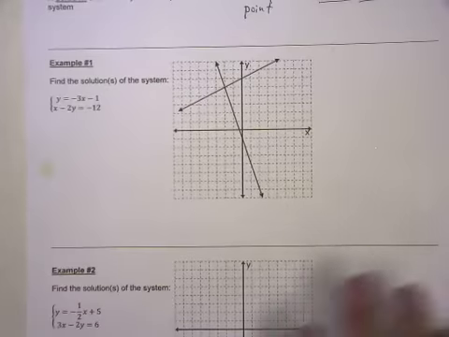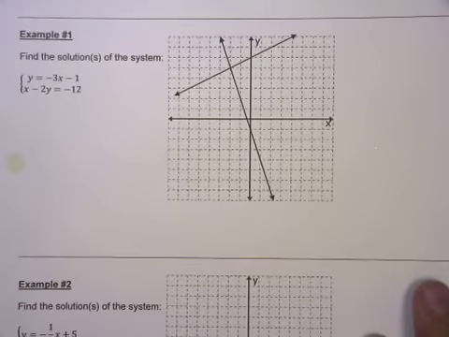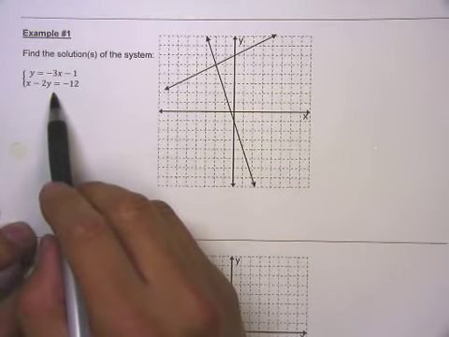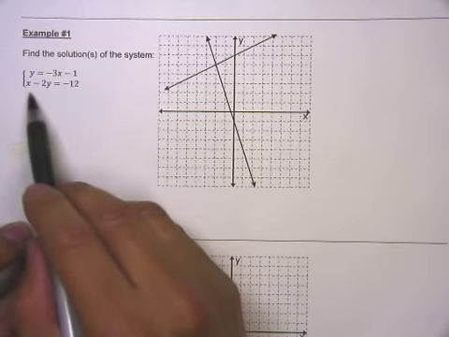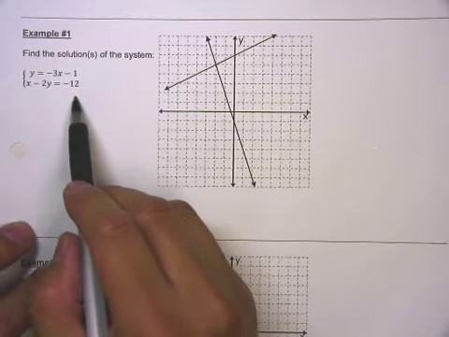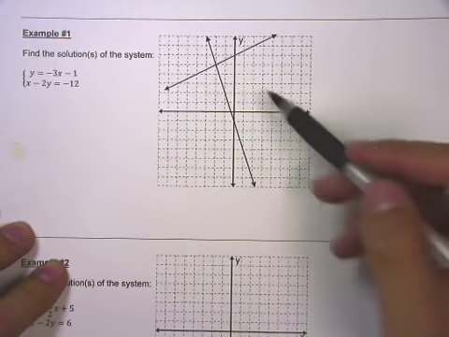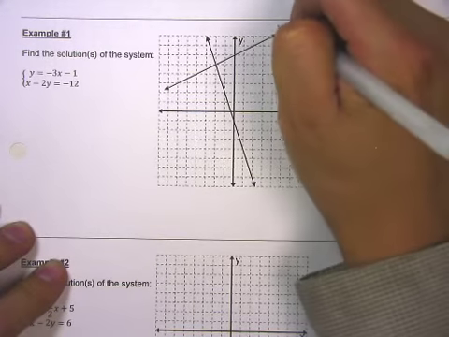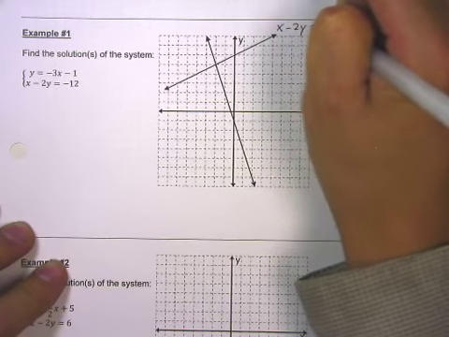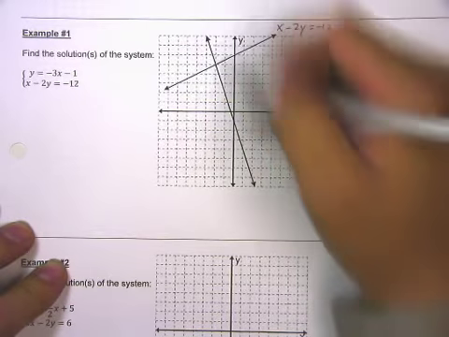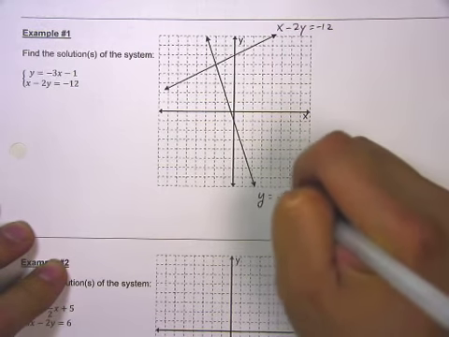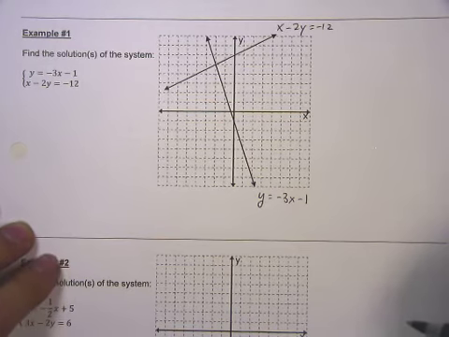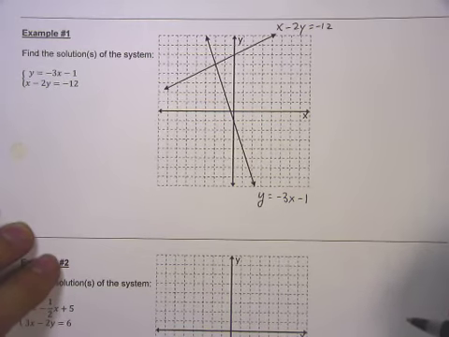All right, let's look at this first example. We're going to find the solutions of this system. We have these two equations, y equals negative 3x minus 1 and x minus 2y equals negative 12, and I've already gone ahead and graphed these. This line here is the line x minus 2y equals negative 12, and this line is the line y equals negative 3x minus 1. We want to find the ordered pair that is a solution for this system.